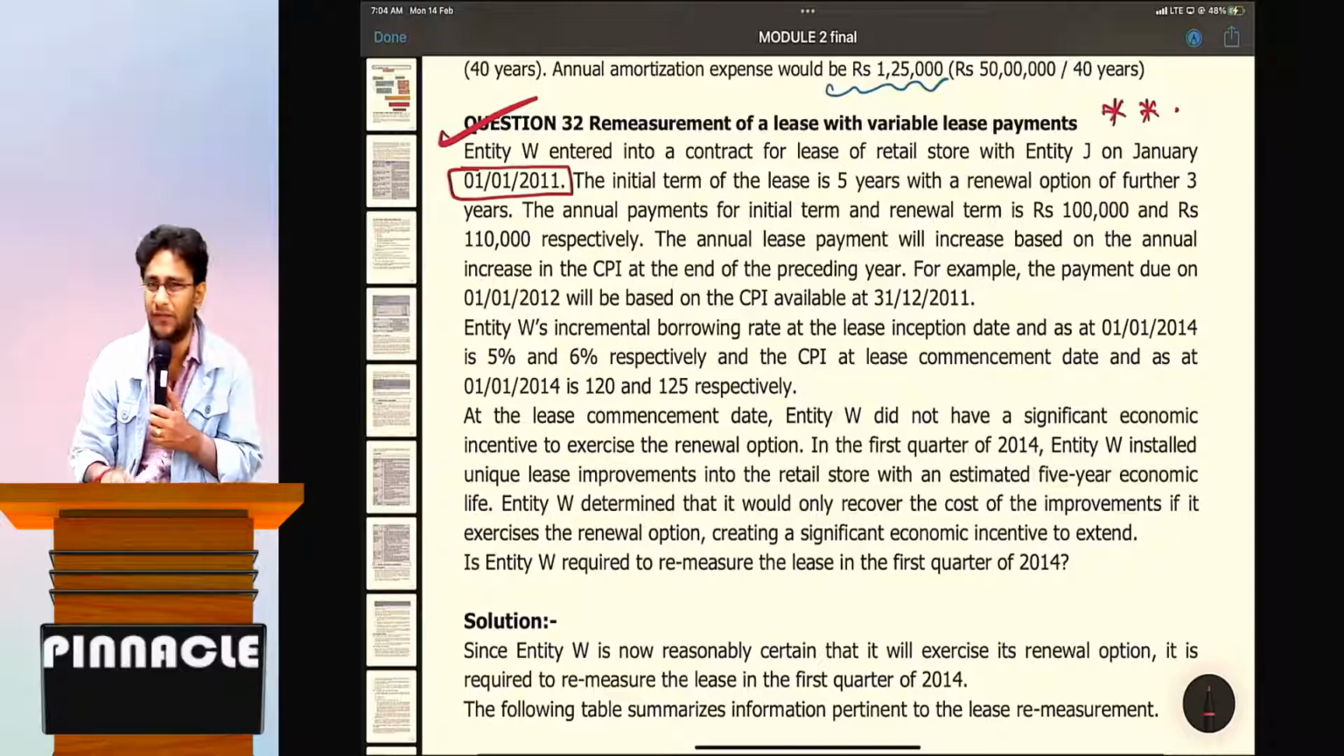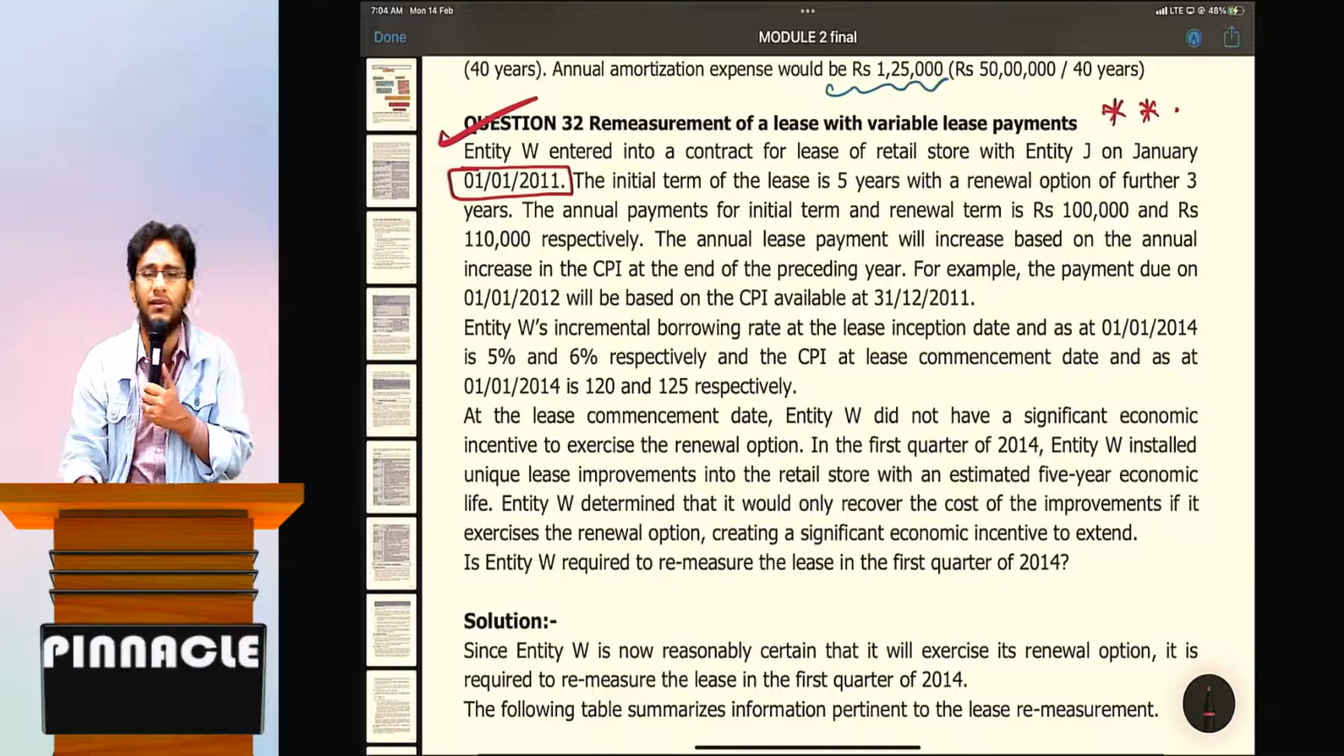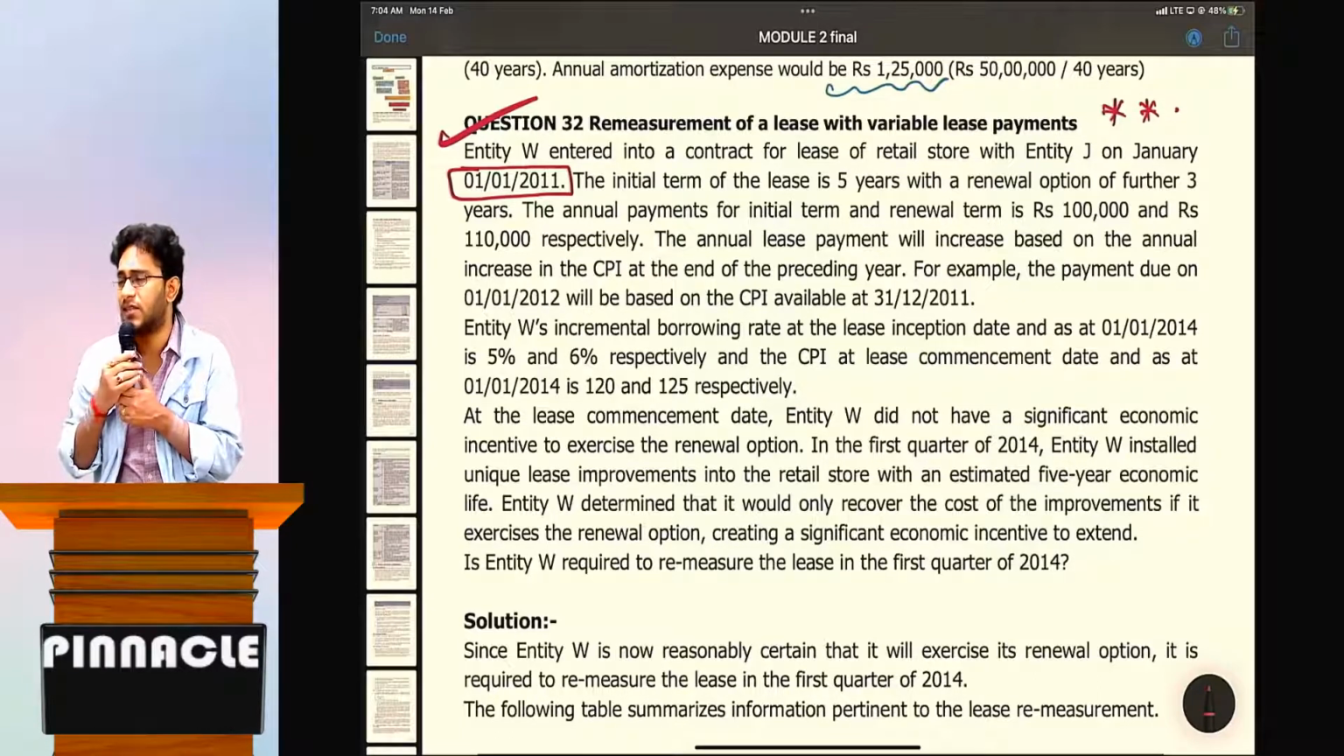1/1/2011. Normally, if I say lease is for a period of 5 years or 8 years and lease rent is 1 lakh, if nothing is given, we believe that lease rents are payable at the end of each year. But here, lease rents are payable at the beginning of each year. A point he explicitly did not say anywhere. An example you have to catch.